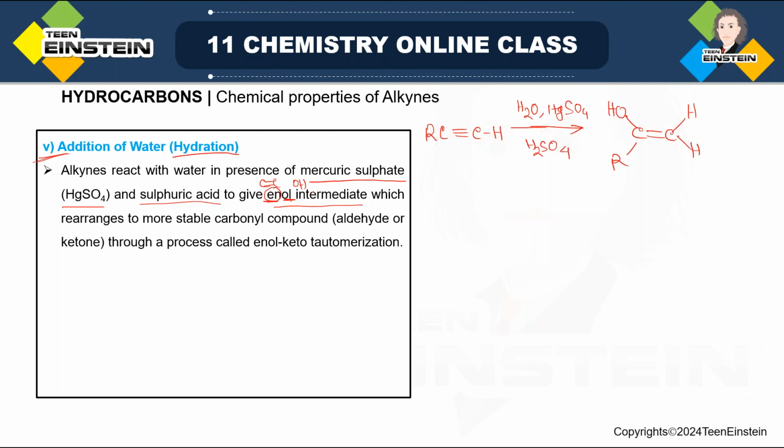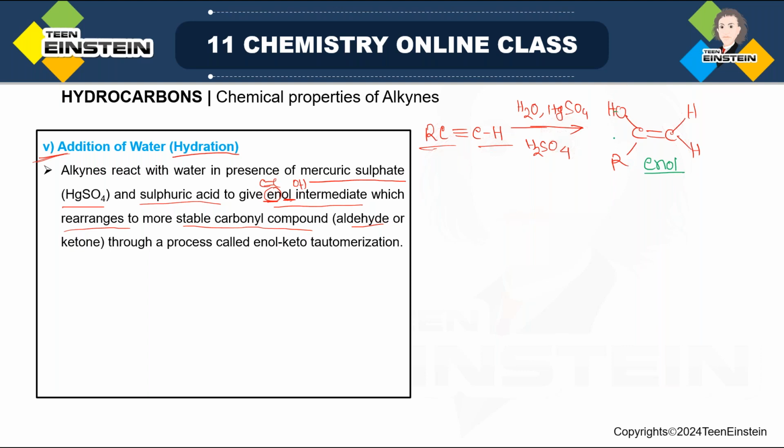But this is not the ultimate product, because we know ketoenol tautomerism is possible. Ultimately there will be rearrangement and it will be converted to the more stable carbonyl compound. That carbonyl compound may be an aldehyde or a ketone, depending on whether the R group is present or not. Depending on that, there will be formation of either aldehyde or ketone as the final product. So this is the enol, the intermediate here. Now how will the tautomerization occur?